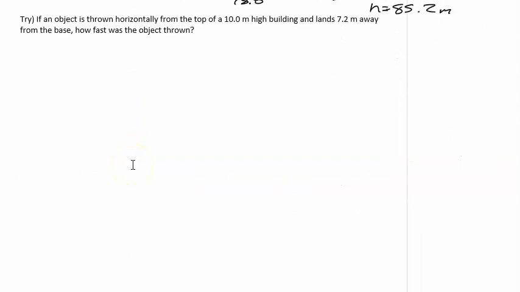Okay, I would like you to give this one a try. An object is thrown from a 10-meter high building and lands 7.2 meters away from the base, and we want to know how fast this object was thrown. Pause the video, give it a try, see how you do. If you have difficulties, please raise your hand or ask a question.